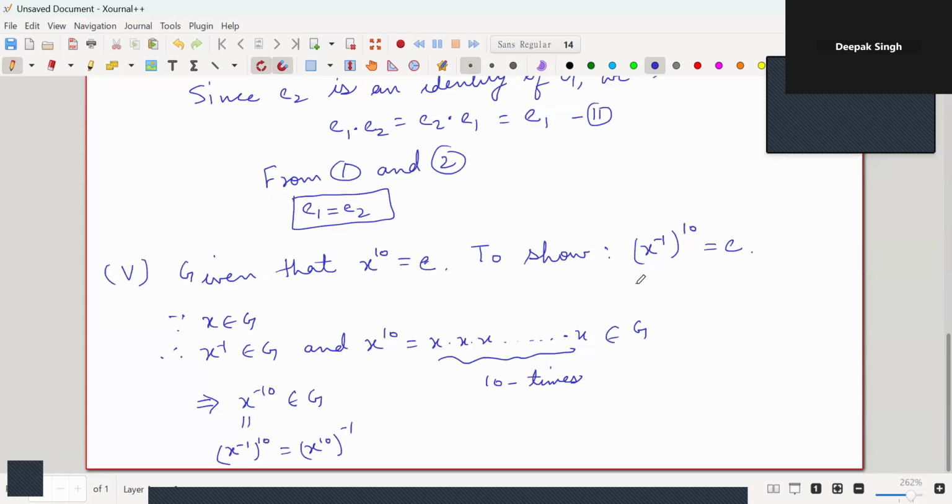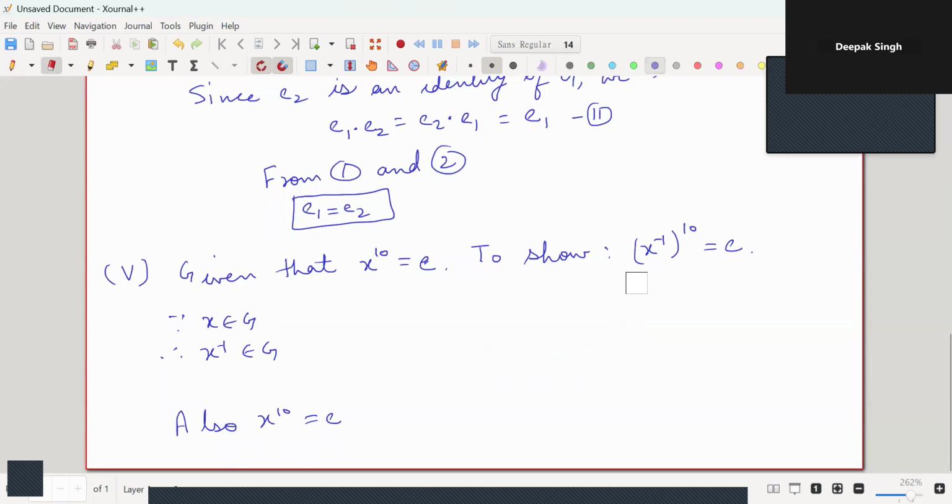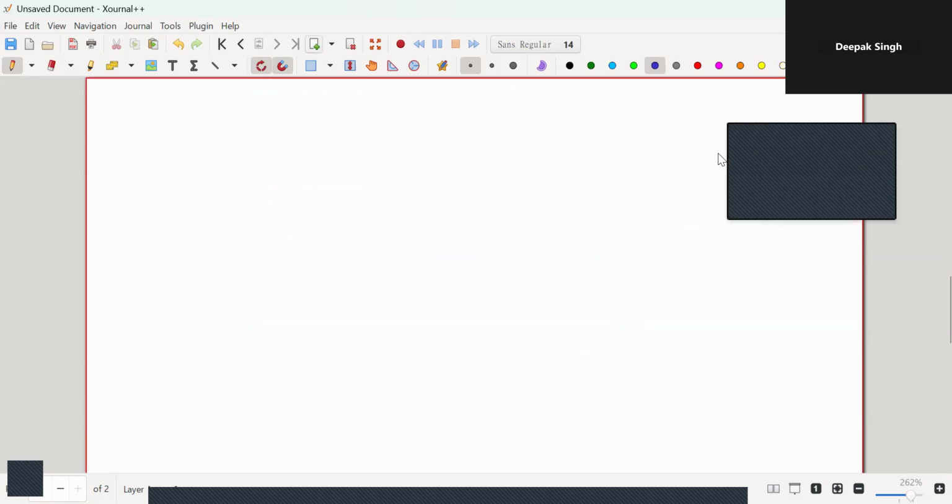Why is it so? You may require a bit of checking, so maybe I can leave that part. But this part is clear, right? x inverse belongs to G. Now what you do, since x^10 is equal to identity, even this part you won't require. You just operate with x inverse 10 times and you will get the answer, both sides, of course.